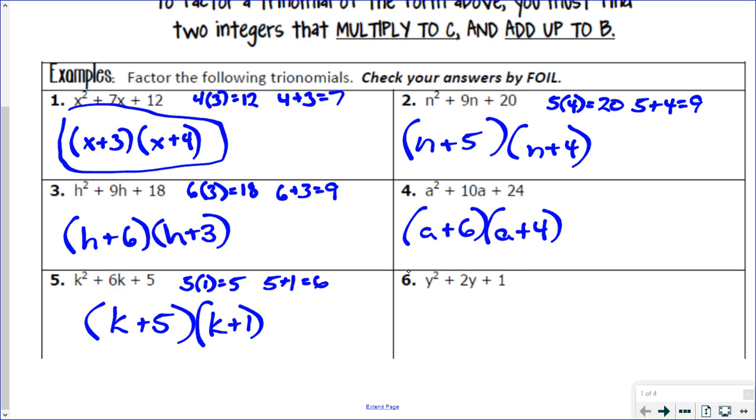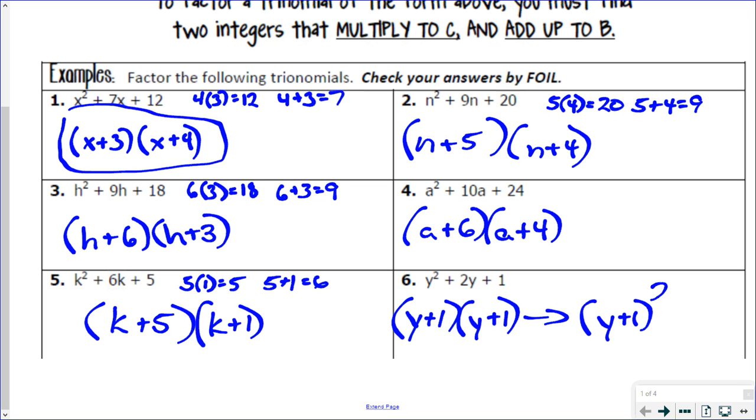All right, this one, a lot of times my students get tripped up by this. Multiplies to 1 and adds to 2. Well, it's just 1 and 1. 1 times 1 is 1, 1 plus 1 is 2. So this one would be y plus 1 times y plus 1. And you can actually shorten that answer since these are both the same binomial, and write it like this. Remember, in math, we always like to write things in the shortest or simplest possible way, so you should simplify it to that.